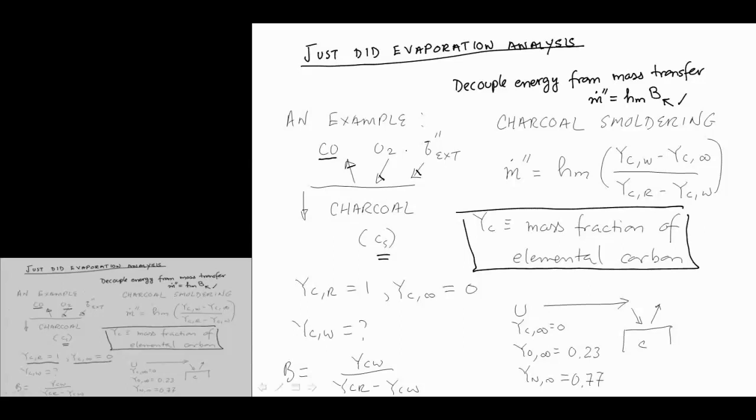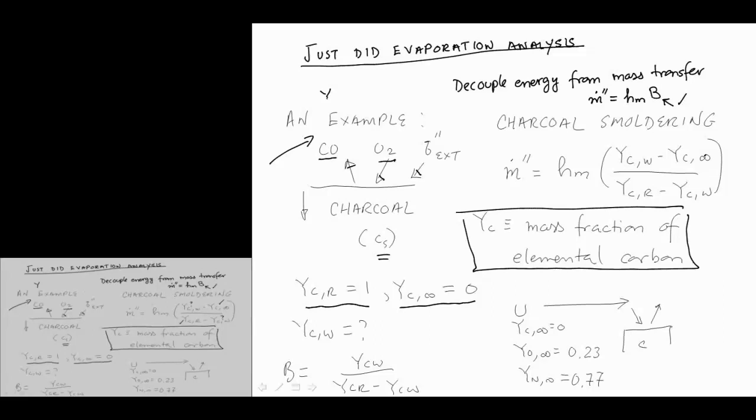So we're assuming, again, there's some sort of boundary layer flow where there is no carbon monoxide in the free stream. The free stream is sweeping this away, and we're outside of the boundary layer. There is no carbon monoxide. Inside the boundary layer, of course, it's evolving. Okay, so as before, we know YC infinity, we know YCR. The thing we don't know is YCW.